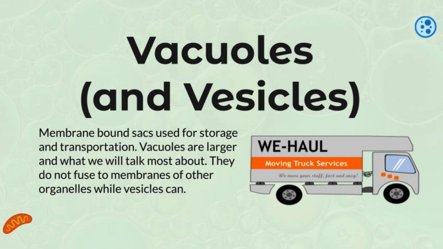Vacuoles and vesicles are membrane-bound sacs that can look a lot like lysosomes if you're not careful. Vacuoles are larger and what we're going to talk the most about, and these carry different things around the cell. Vacuoles cannot fuse with membranes, while vesicles can. You don't have to know that for the test. It's just a fun little fact about how to actually tell them apart.